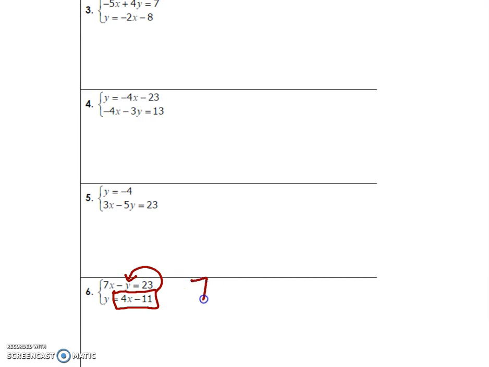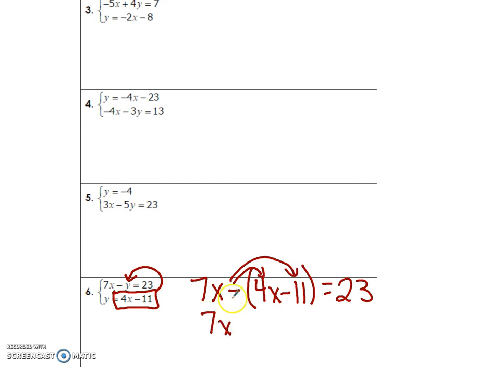Okay, so we have 7x minus, don't forget the minus, open parentheses, 4x minus 11, close parentheses, equals 23. You have to distribute this negative into both terms. So you get 7x, negative, remember that's kind of like a negative 1. Negative 1 times 4x is negative 4x. Negative 1 times negative 11 is positive 11 equals 23. 7x minus 4x is 3x plus 11 equals 23.